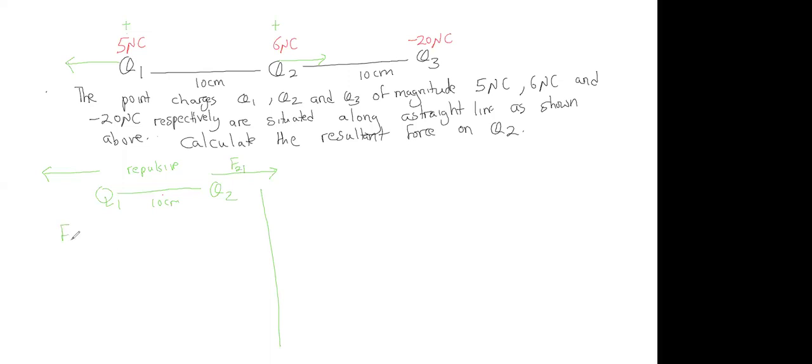So the force on charge 2 due to charge 1 is going to be K times the magnitude of Q1 Q2 out of r squared. So our K is always 9 times 10 to the 9, times charge 1, which is 5 times 10 to the negative 6, times 6 times 10 to the negative 6, divided by. Now you convert the 10 centimeters to meters. So 10 centimeters to meters is 0.1. But since it is squared, we shall square. Members, are we together at that point?